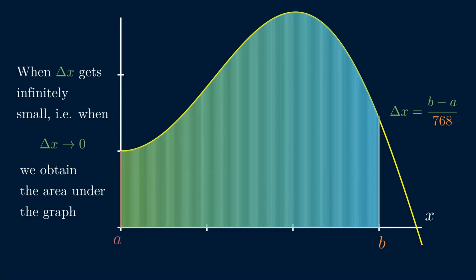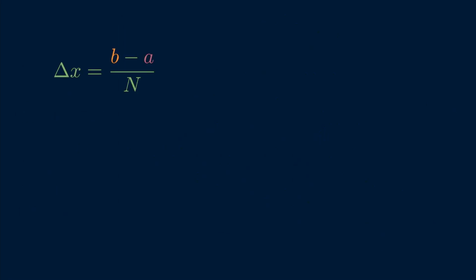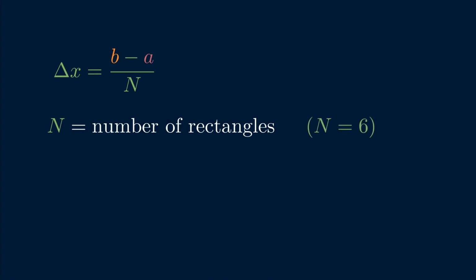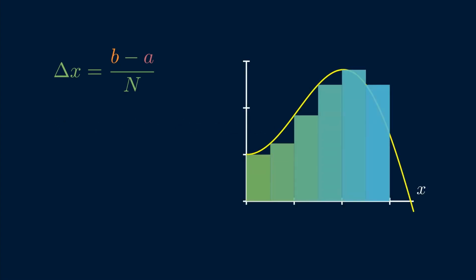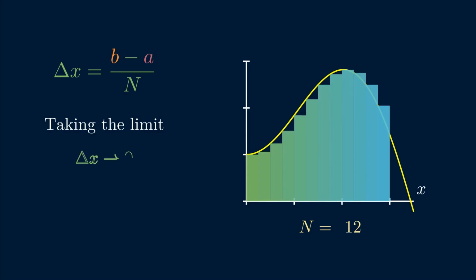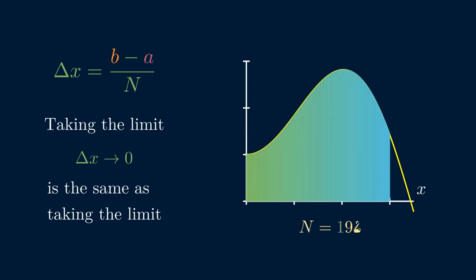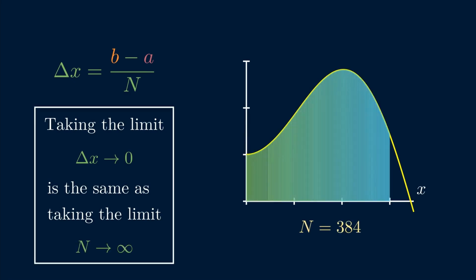But how do we compute this area more specifically? Well, the width delta x of each rectangle was the length of the interval b minus a divided by n, where n was the number of rectangles. Earlier we started off with 6 rectangles, so n was equal to 6, but in principle n could be any number. Thus, since we are dividing by n, making n larger and larger is the same as making delta x smaller and smaller. That is, approximating by more and more rectangles, the width of each rectangle gets narrower and narrower. So taking the limit delta x goes to 0 is the same as taking the limit n goes to infinity.